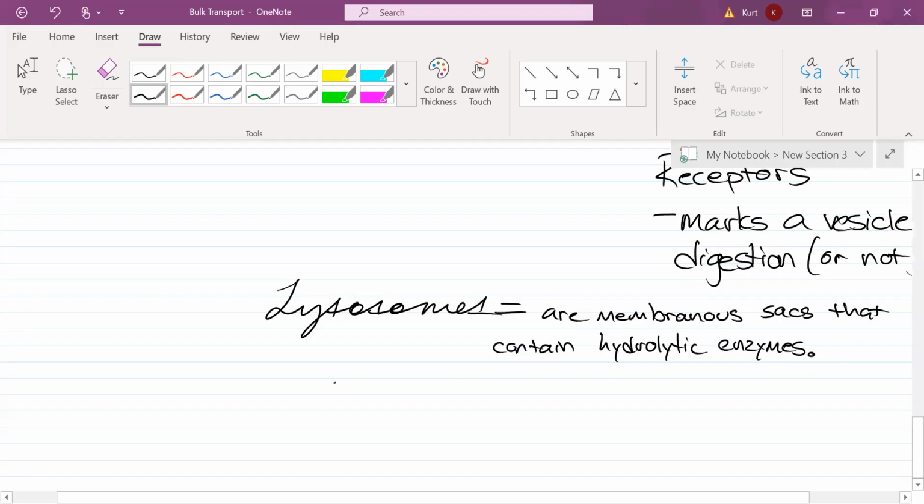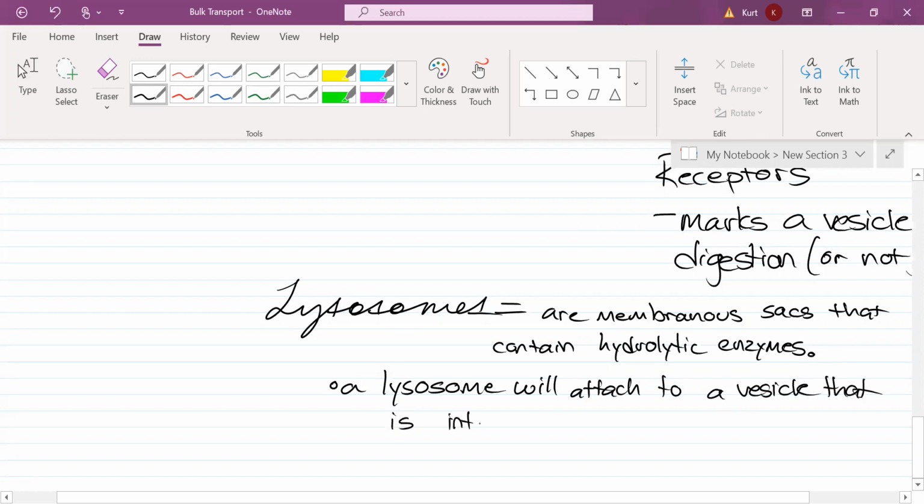So why am I bringing this up? Here's why. A lysosome will attach to a vesicle that is intended for digestion.